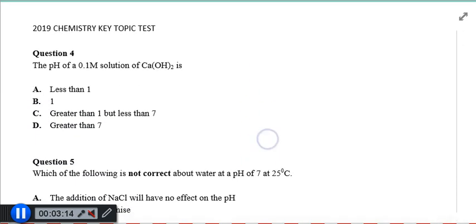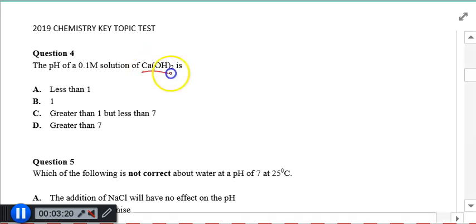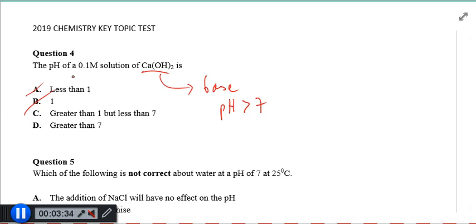The pH of a 0.1 molar solution of calcium hydroxide. Okay. So calcium hydroxide we know is a base, so the pH is definitely going to be greater than 7. That eliminates a couple of answers. This is one of the questions where I'd go by some kind of elimination route just to figure out the answer a bit more quickly. Greater than 1 but less than 7, probably not as well because it's a base. So that leaves us with D.